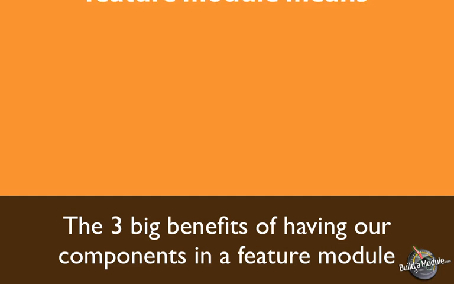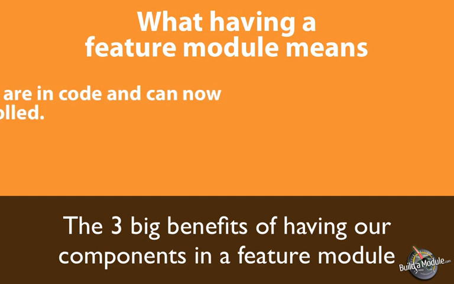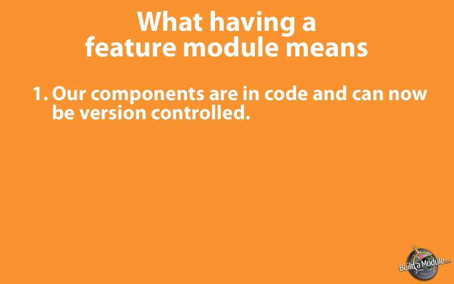So now that we have our feature module, what does that actually mean? Well, it means a few things. First of all, our components have now been exported into code, and we can add them to our Git repository and begin to version control them.